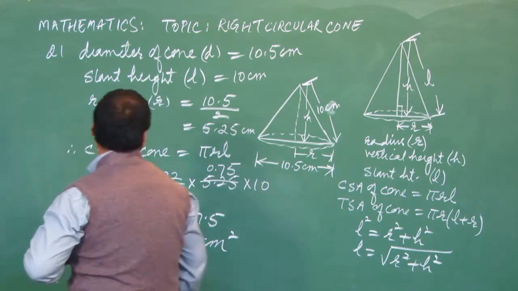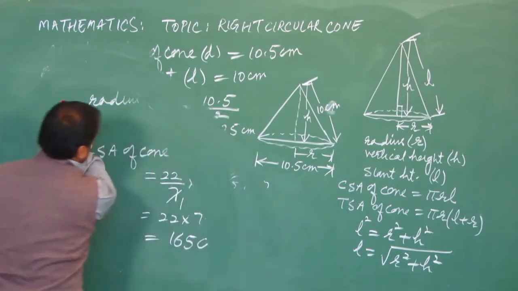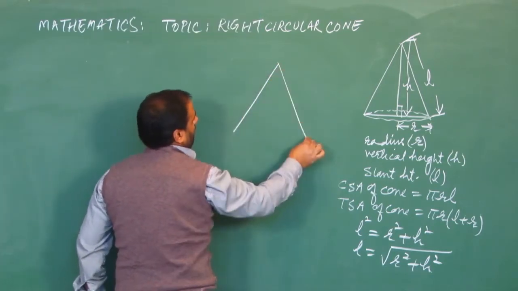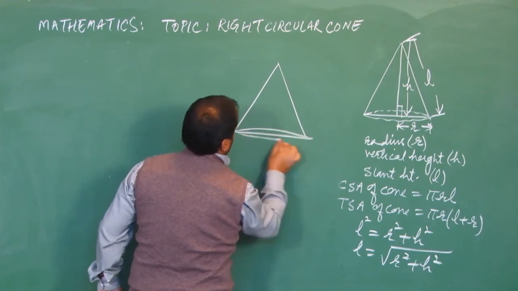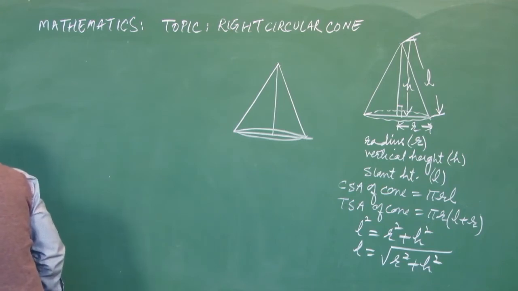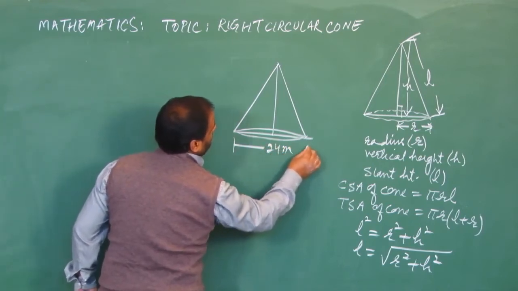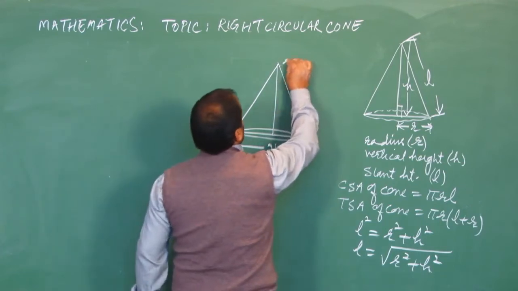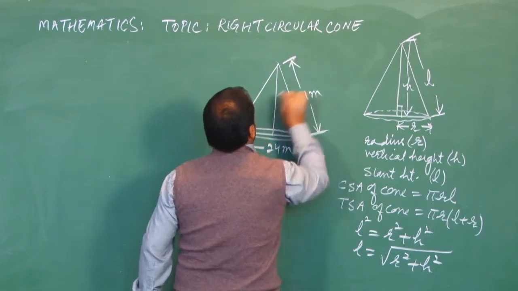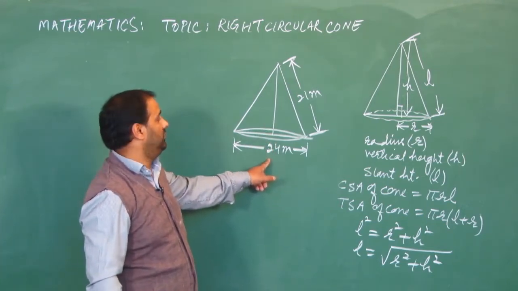Let us take another example. We are given a right circular cone with slant height 21 meters and diameter 24 meters. The diameter of the cone is 24 meters and the slant height of the cone is 21 meters. Now, we need to find the total surface area of that right circular cone.